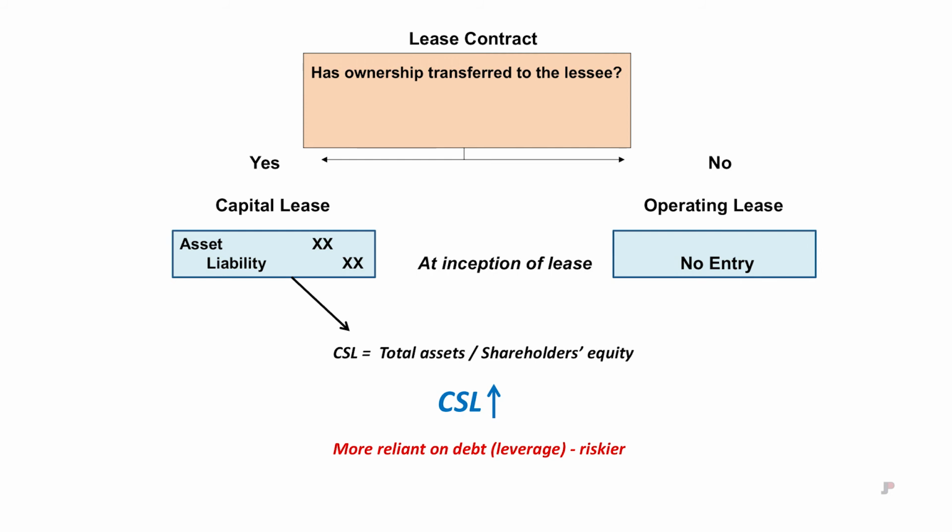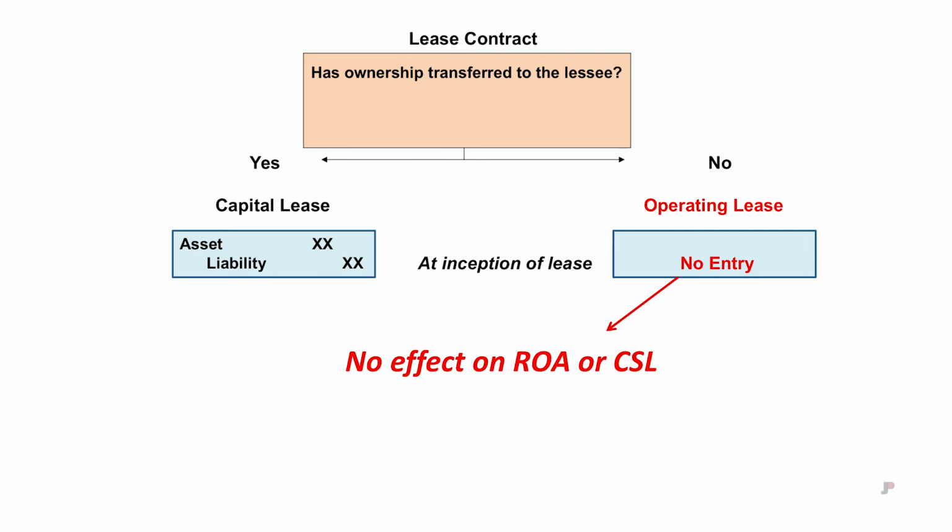Thus, the use of capital lease accounting, which lowers ROA and raises capital structure leverage, makes the company appear to outsiders as a less attractive investment, less efficient management with more debt. Operating lease accounting, on the other hand, does not affect either ratio because it does not affect the balance sheet at all. No wonder that companies prefer operating lease accounting over capital lease accounting.